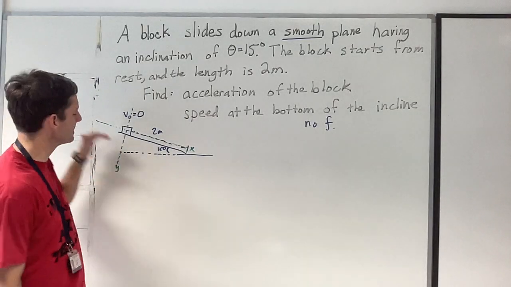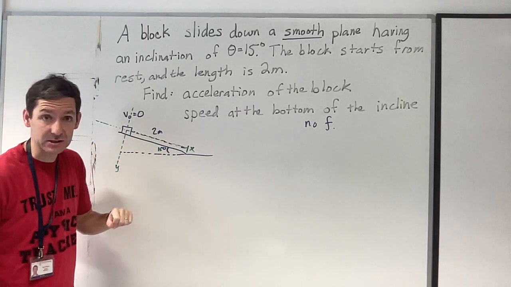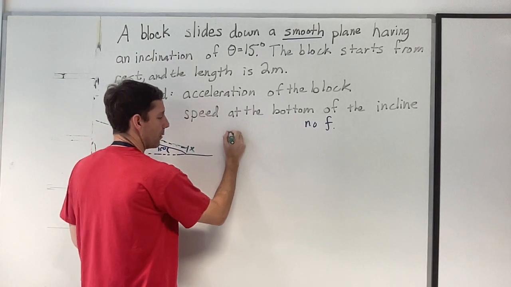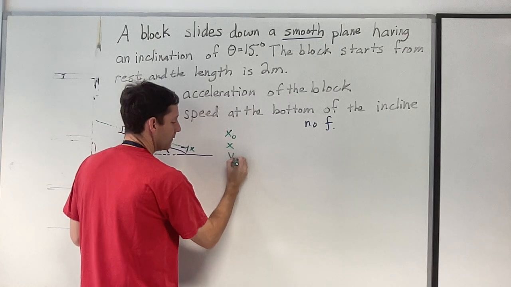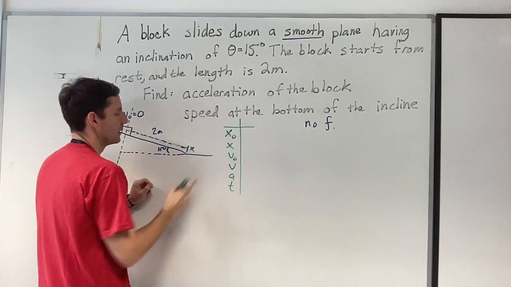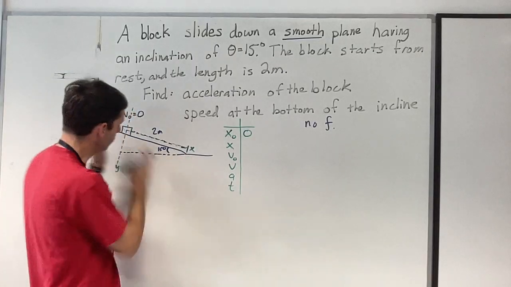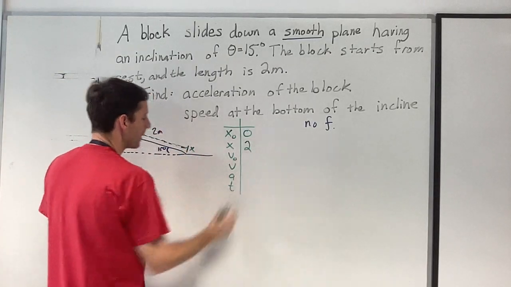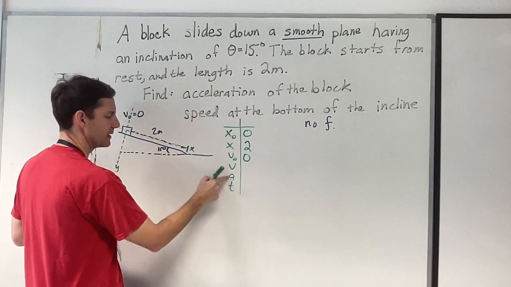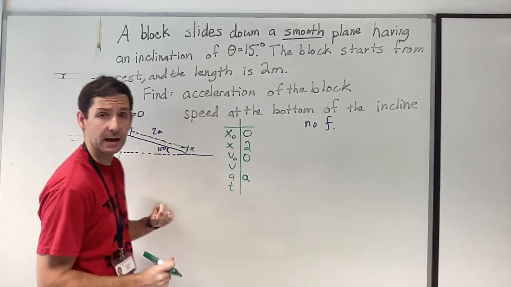You'll notice that because I made my x-axis parallel to the ramp, the block will slide in the x direction. And so if I start looking at my kinematics, then I would go x naught, x, v naught, v, a, and t. With that, I know the initial position. I start up at the top, which is 0. I know the final position, which would be x equals 2 meters. I know the initial velocity, which is 0. I don't know the final velocity. I don't know the acceleration. That's actually what I'm looking for. And then I don't know the time yet, all right?